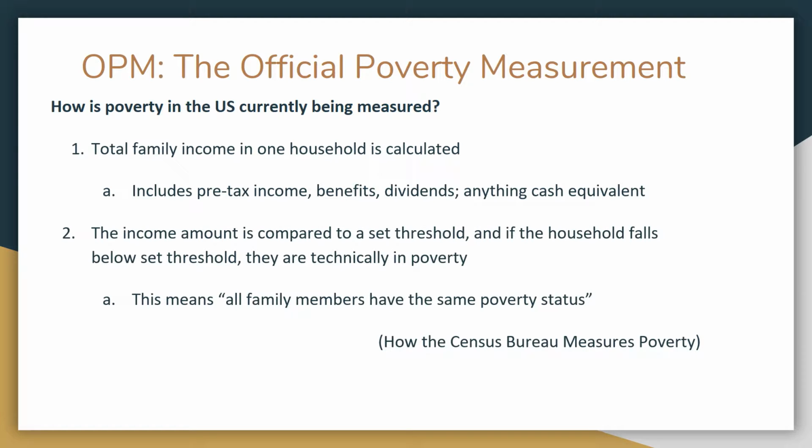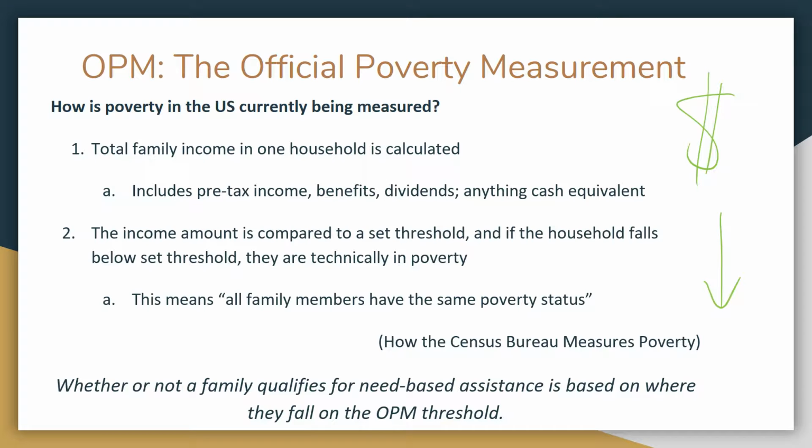The second step is the income amount is compared to a set threshold, and if the household falls below this set threshold, they are technically in poverty. This means that all family members have the same poverty status. A determination of the threshold for poverty is in terms of a dollar amount. If a family falls below this threshold according to their calculated income, they are technically in poverty. The poverty rate is the percentage of people who fall below this threshold.